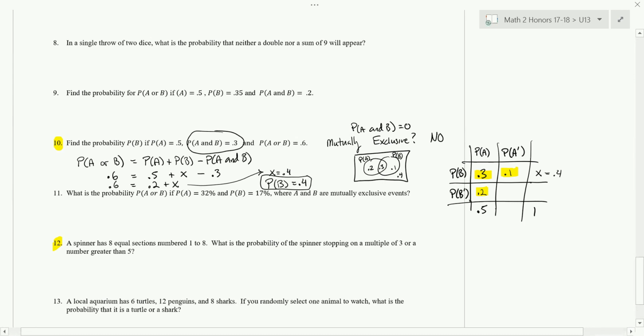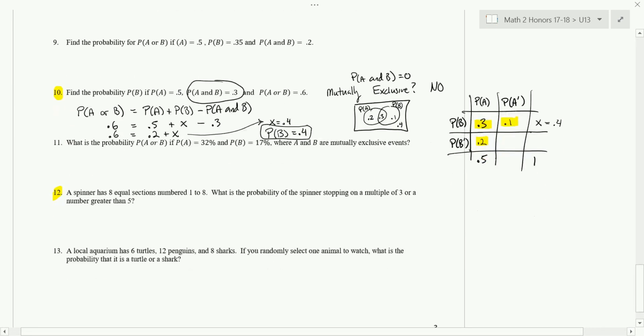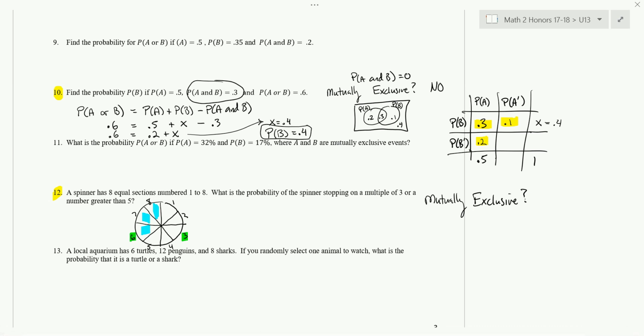All right, I want to do one last one with you, number 12. A spinner has 8 equal sections numbered 1 to 8. What is the probability of the spinner stopping on a multiple of 3 or a number greater than 5? Try that one out. So on 12, I'm going to ask you the question again. Are the events mutually exclusive? I'm hearing a lot of people say no. Why not? Okay, because the number 6 fits both categories. It's bigger than 5, and it is a multiple of 3.